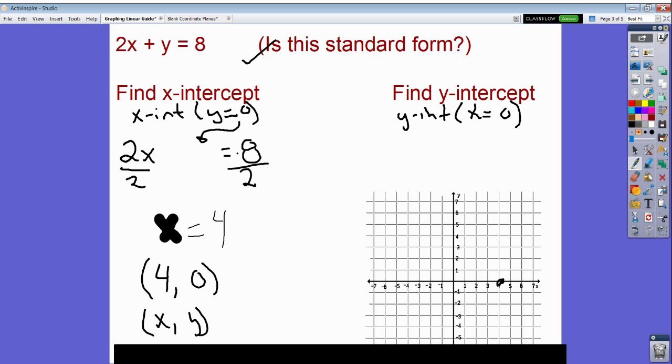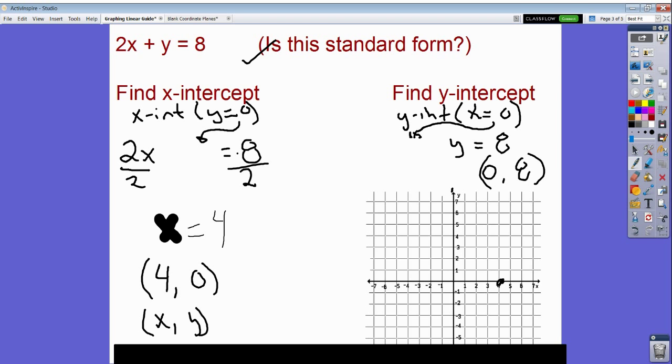So if I write the equation they gave me, 2x plus y equals 8, I'm going to substitute in 0 for x. What is 2 times 0? That is 0. So essentially it's like this is not even there. It's gone. And so now all we have to do is solve for y. And if you look at it, y is already solved for. So y is equal to 8. So our y-intercept is 0, 8.